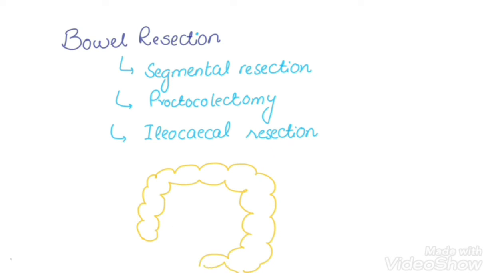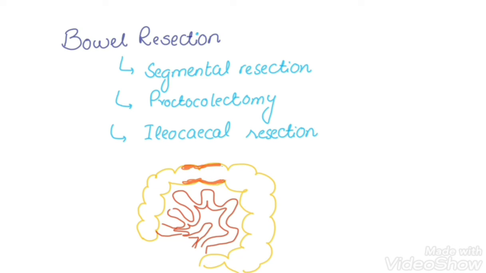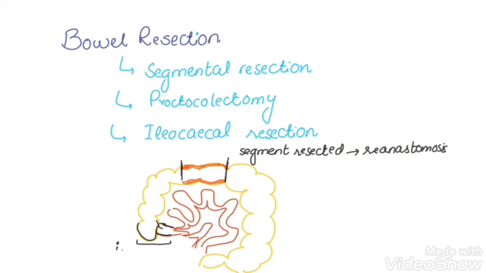As the inflammation is in the form of skip lesions, when the segment of the affected inflamed bowel is removed and the remaining normal ends of the bowel are re-anastomosed, this is known as segmental resection. Since the terminal ileum is the most affected part, ileocecal resection can be undertaken.